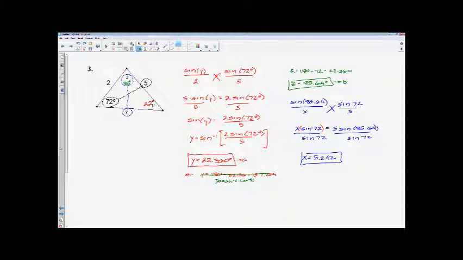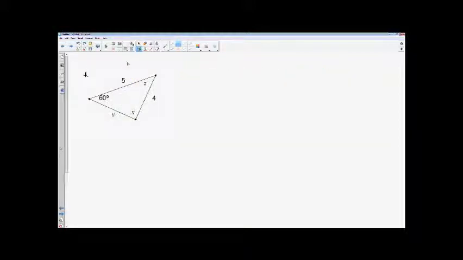One thing you need to remember is when you're trying to cancel, when you divide to cancel the sine 72, the whole thing cancels. Do not try to simply cancel the sine or just the 72. Sine 72 is treated as one big thing, so you have to cancel the whole thing at once.